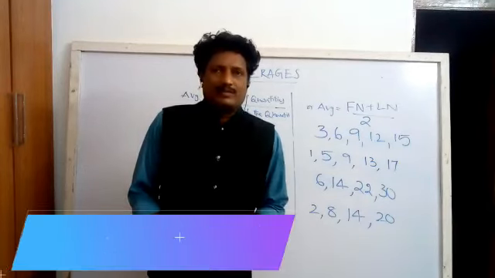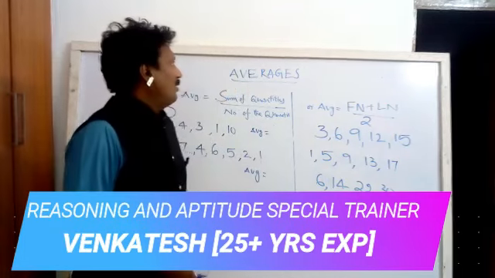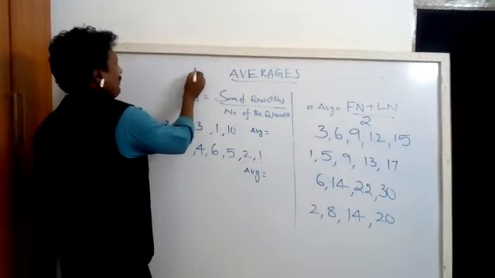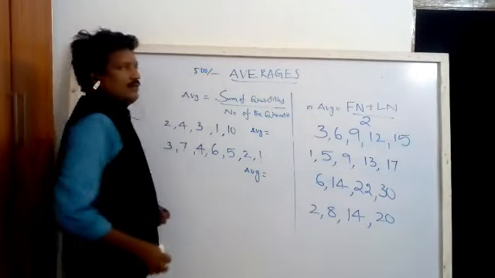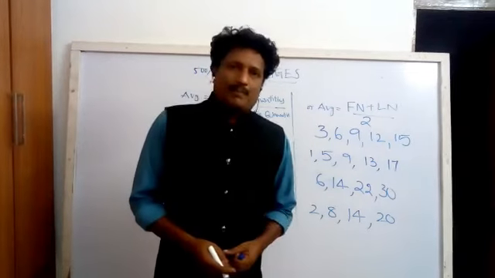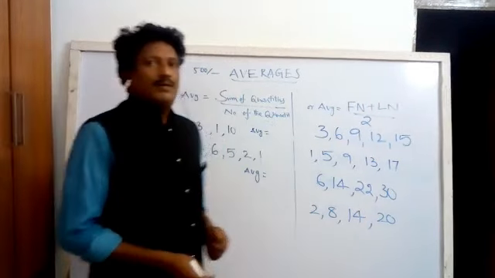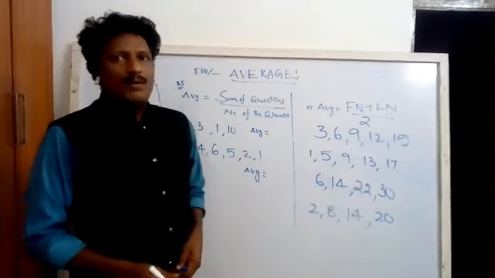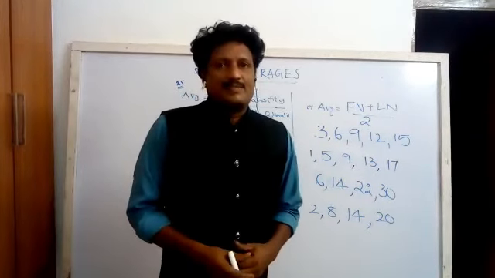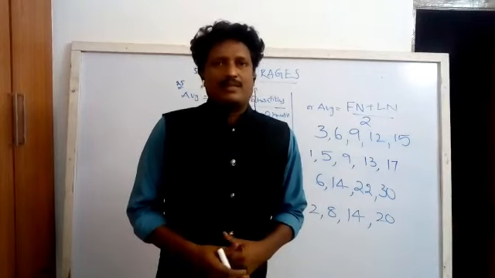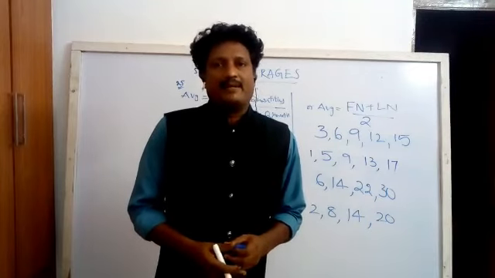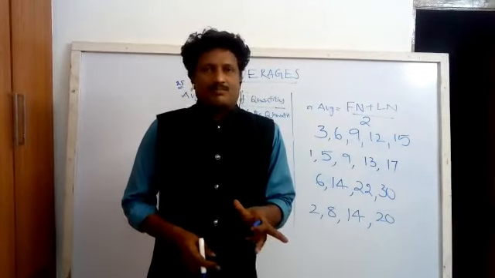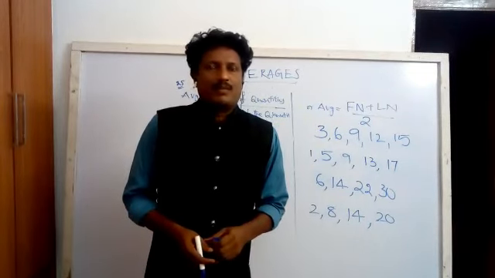Basically, what is the meaning of average? For example, a certain sum of 500 rupees is there. This 500 rupees we have to distribute among 25 members. How much does each get? That is called the average. How much is each getting per head? That is called the average.